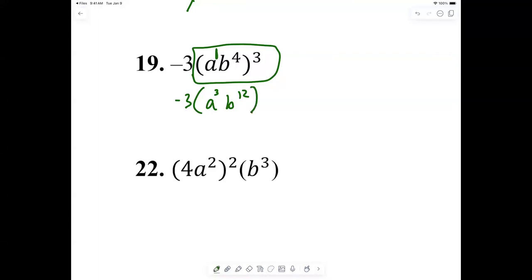Does everybody see how everybody makes a mistake on that? All right, so now my final answer is negative 3a to the 3rd, b to the 12th. Remember, you do powers before you do the multiplication. This negative 3 is not to the 3rd power because it's not inside the parentheses.